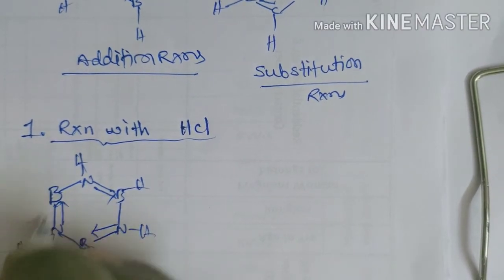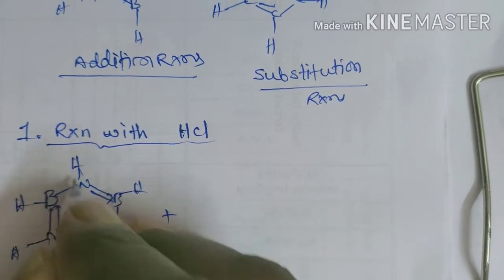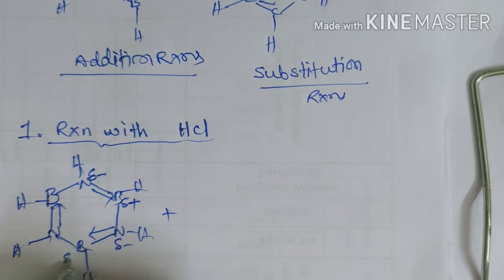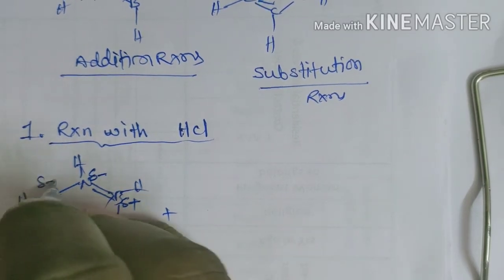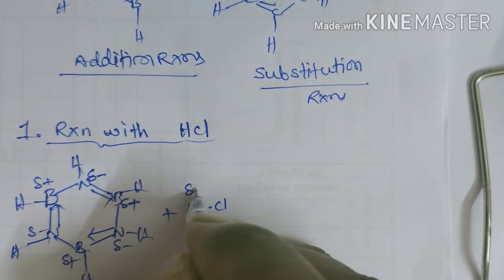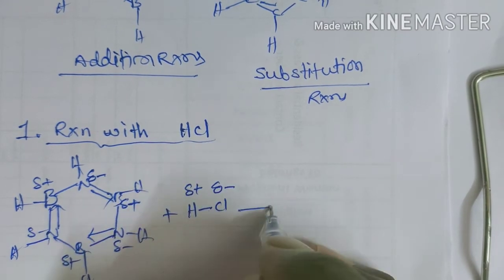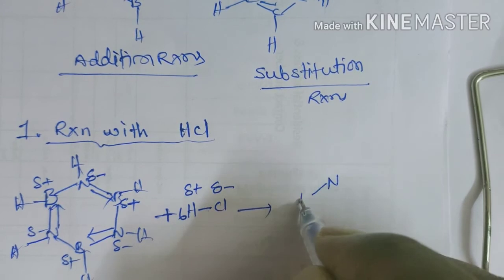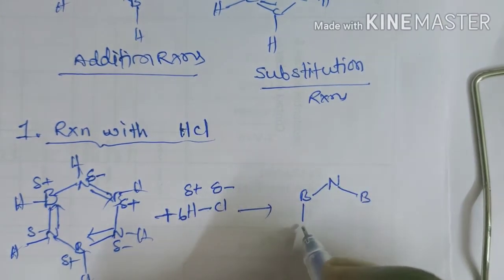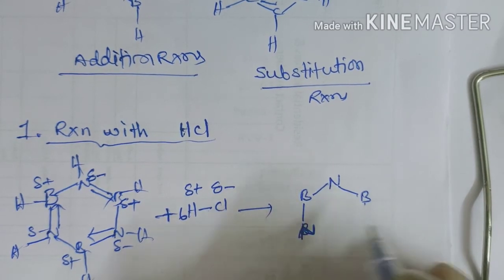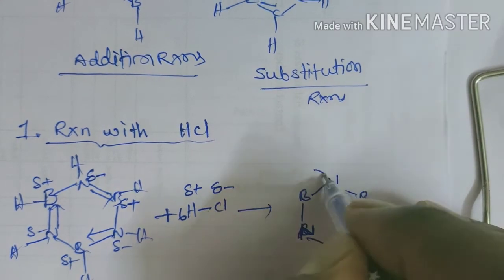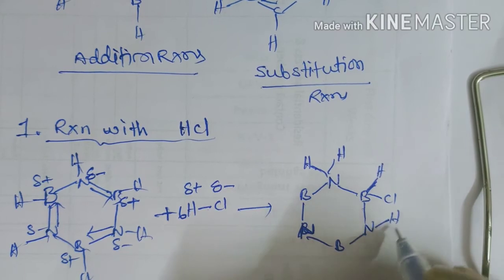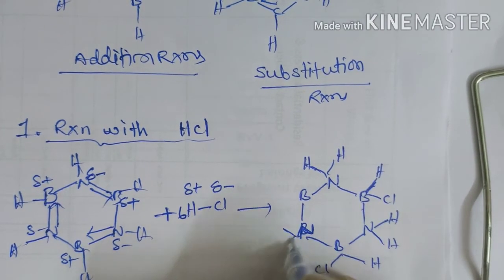Borazole or borazine formula is B3N3H6. Here we know very well that nitrogen is the more electronegative element, so it has a negative charge and boron has the positive charge due to their electronegativities. And we know very well that in HCl, hydrogen is electropositive and chlorine is more electronegative. So when HCl is added to borazole or borazine, we get an addition product, and in this addition product hydrogen goes to the nitrogen atom and chlorine goes to the boron atom. So we get this type of addition product.